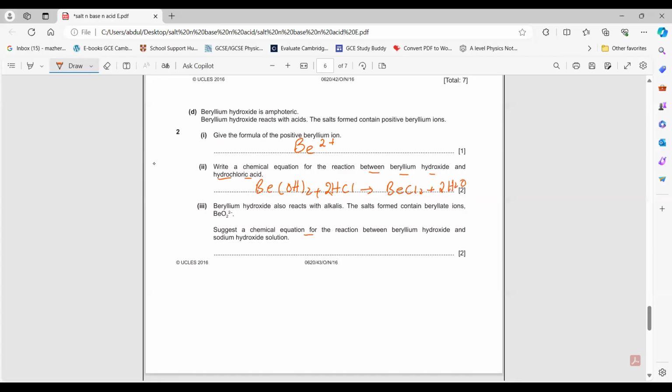Then we have: suggest a chemical reaction for the reaction between beryllium hydroxide and sodium hydroxide solutions. Be(OH)2 plus NaOH. Beryllium hydroxide also reacts with alkali. तो उसने बता दिया reaction is possible. Amphoteric. हाँ.